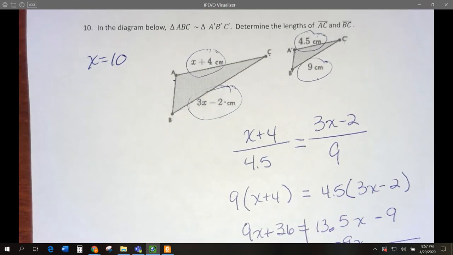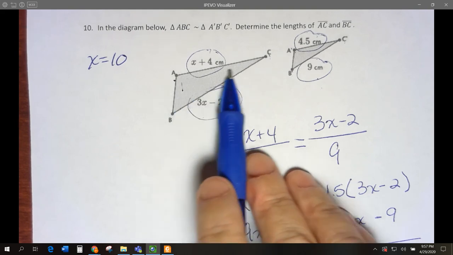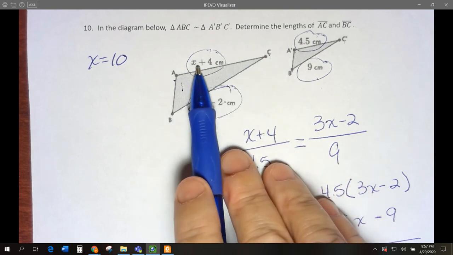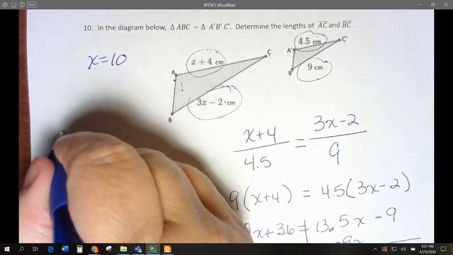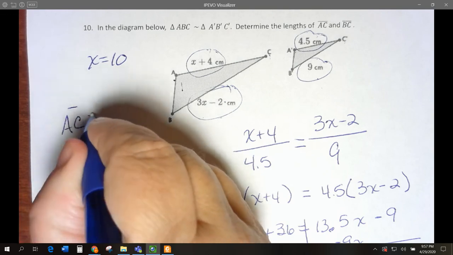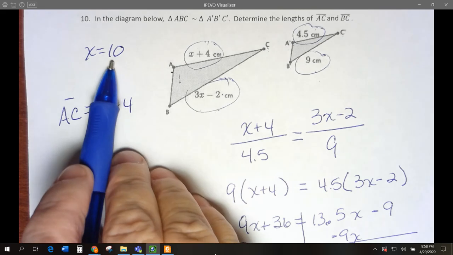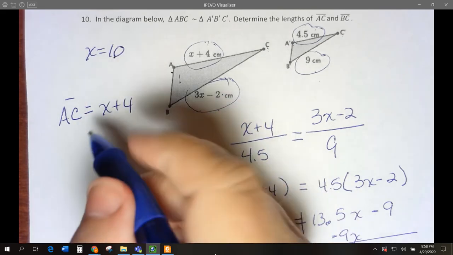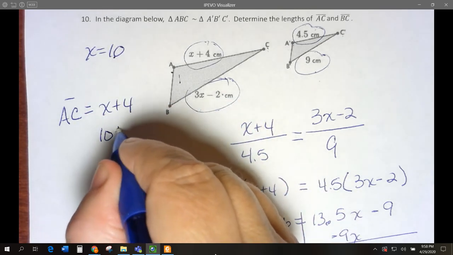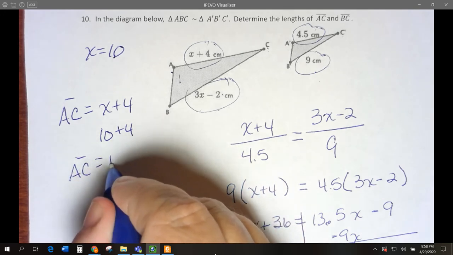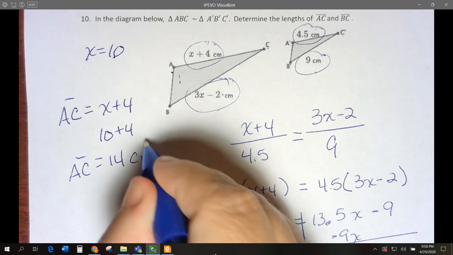That's what we discovered, right? So now we got to find the length of AC. What is the length of AC? Well, AC is x plus 4. So AC equals x plus 4, but we know x is 10. So AC is going to be 10 plus 4. Therefore, the length of AC is going to be 14 centimeters.